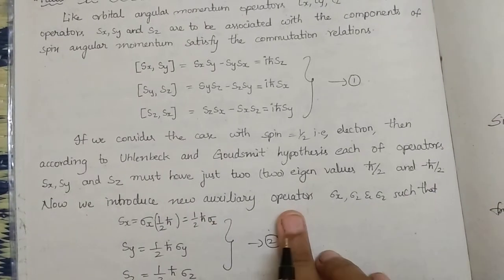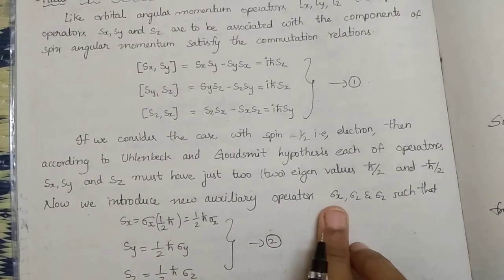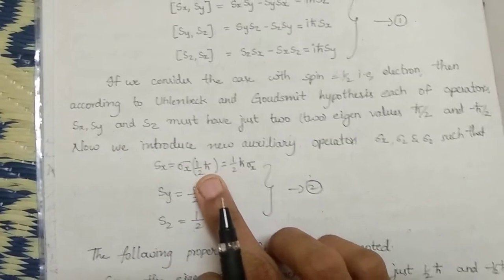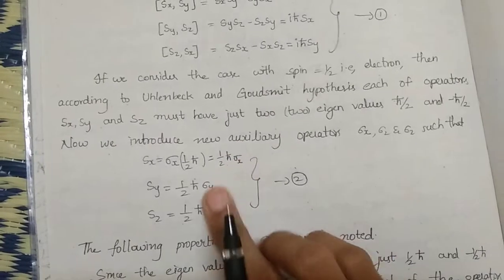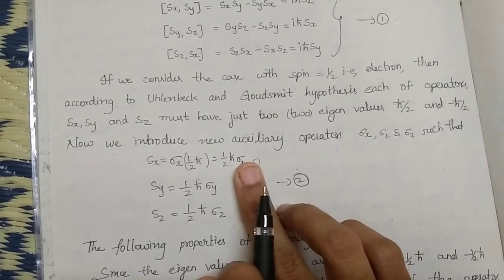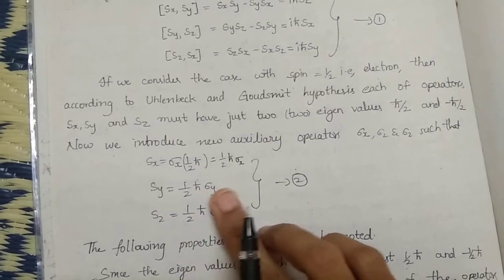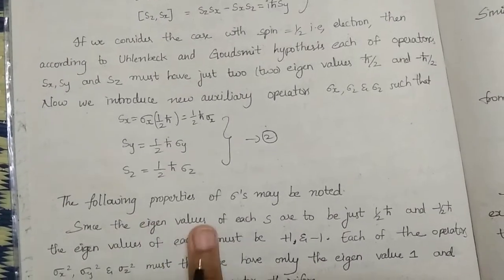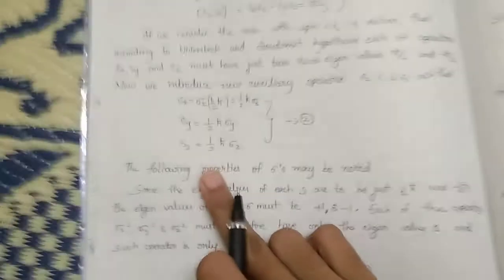Now we introduce new auxiliary operators sigma x, sigma y and sigma z. Here they have given the relationship between Sx, Sy, Sz and these operators. Sx is half h cut sigma x, Sy is half h cut sigma y, and Sz is half h cut sigma z. The following properties of the sigmas may be noted.